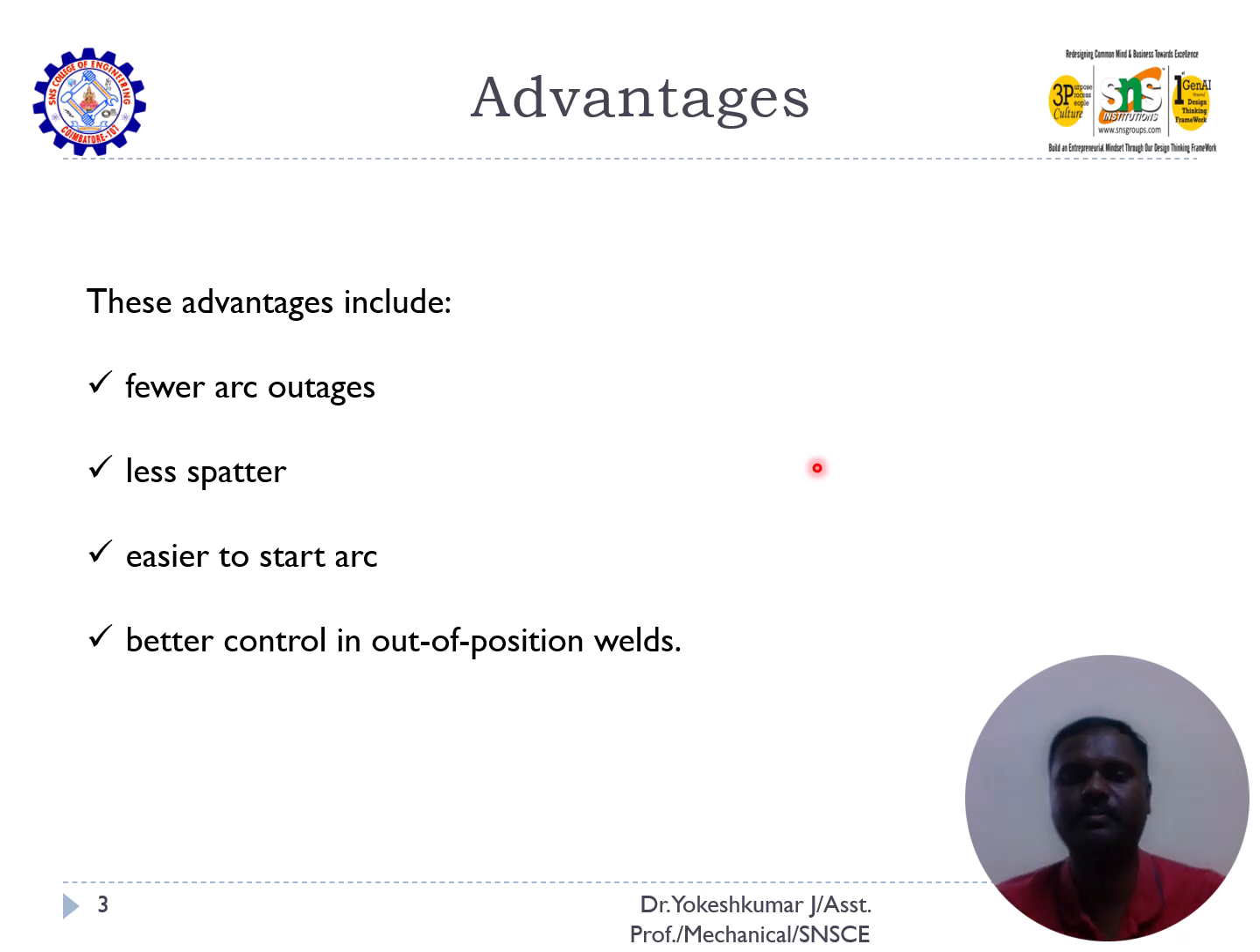And these are the most common advantages of the DCEP welding process. The advantages include fewer arc outages, and the spattering of the arc can be controlled. We have very few arc outages and less spatter. Spattering means there is diffusion of particles into the ambient, so that is very limited. So we can have control over the welding process, and it is easier to start the arc. By simply striking the electrode on the work surface, we can easily generate the arc.